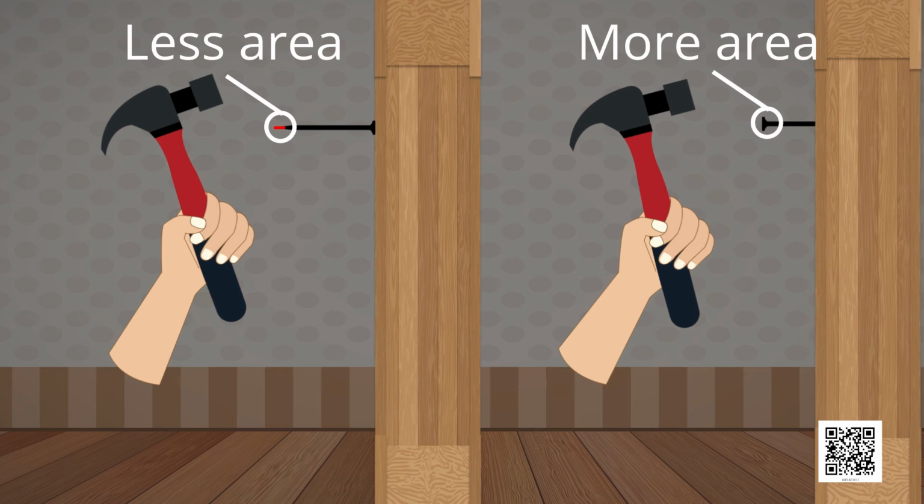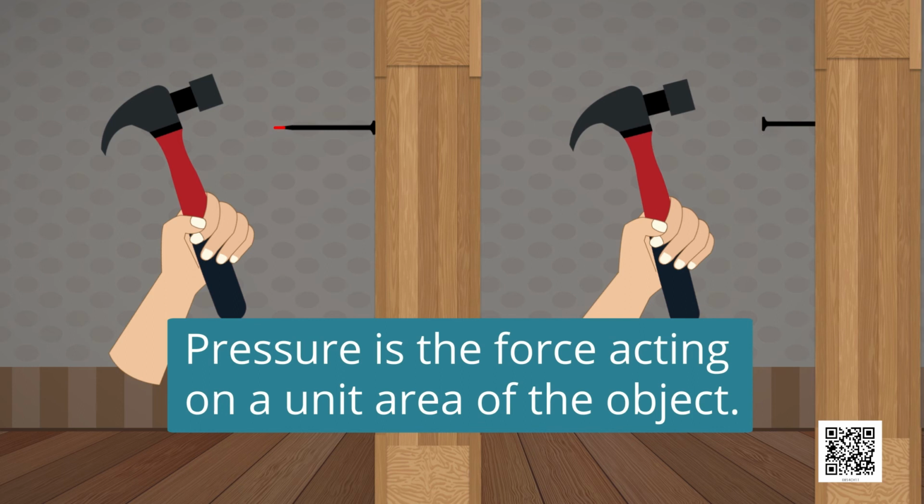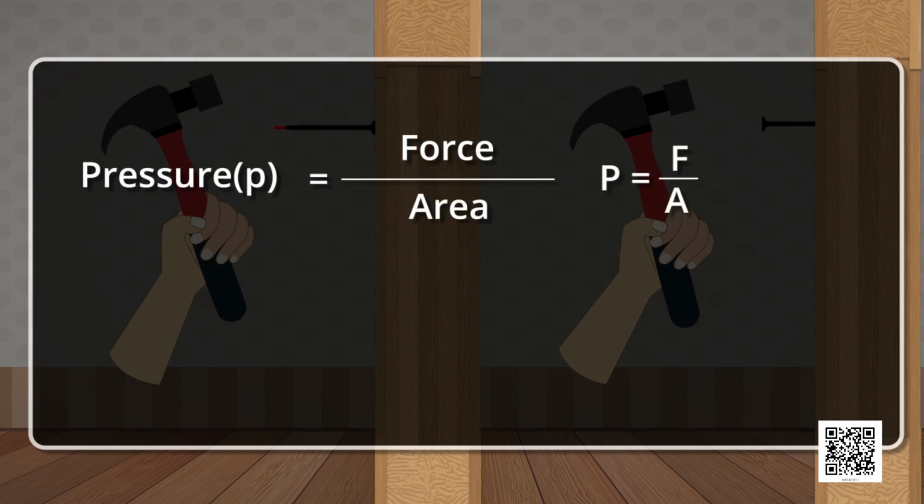Therefore, the effect of force depends on the area of the object on which it acts. So, pressure is the force acting on a unit area of the object. Pressure P is equal to force upon area. P is equal to F by A.